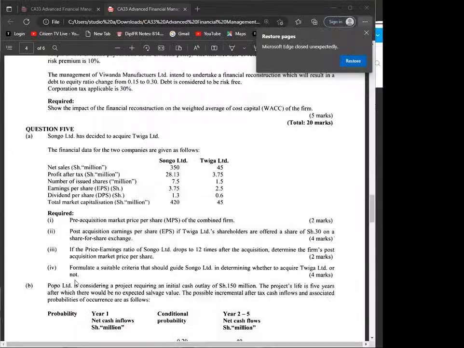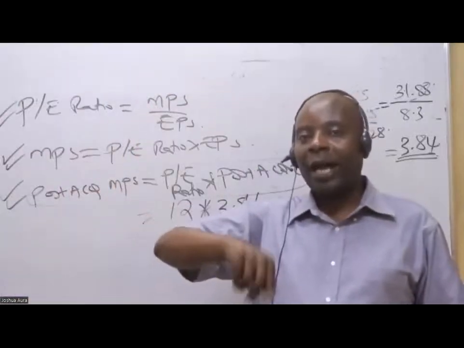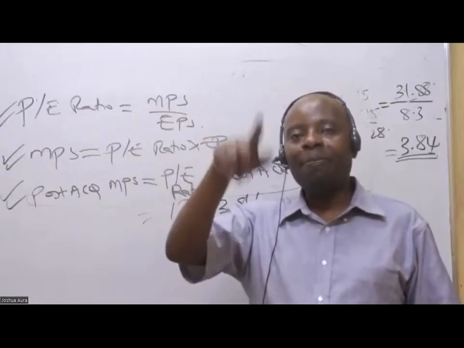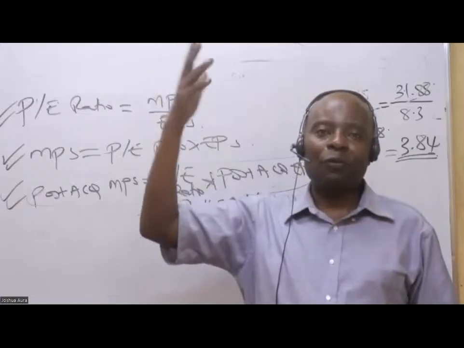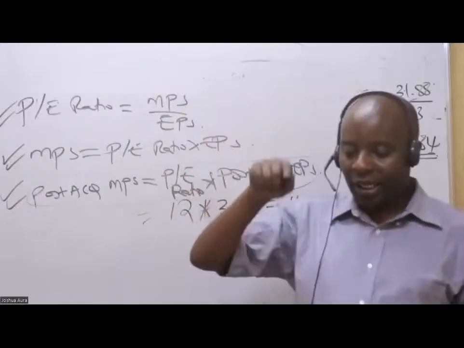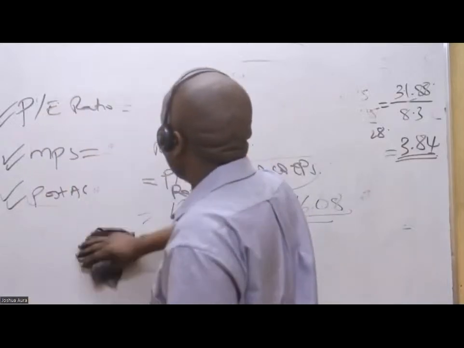So now we have number 4, where they want us to formulate a suitable criteria that should guide Songo Limited in determining whether to acquire Twiga Limited or not. Ladies and gentlemen, the first criteria will be the dilution of EPS. I'll not want to acquire a company that will lead to my EPS going down. I would want my EPS to remain where it was, and if possible, to even go up.